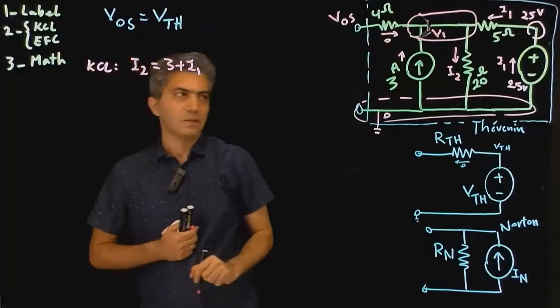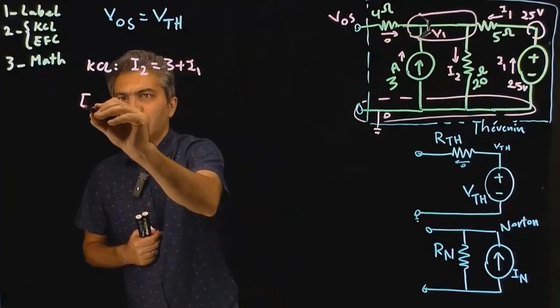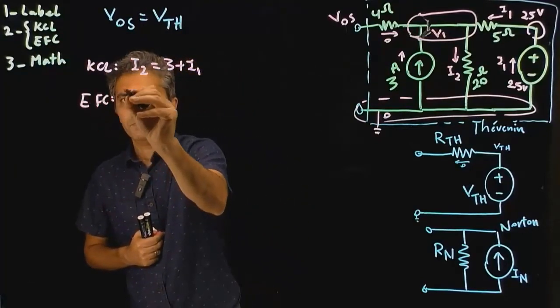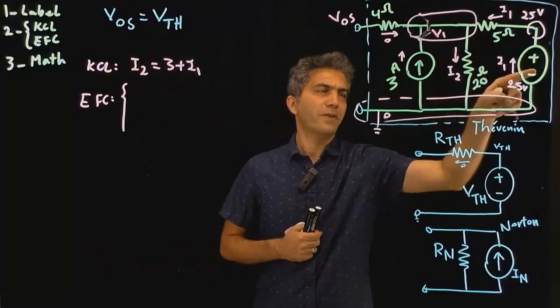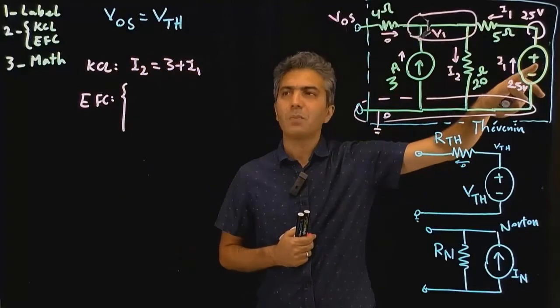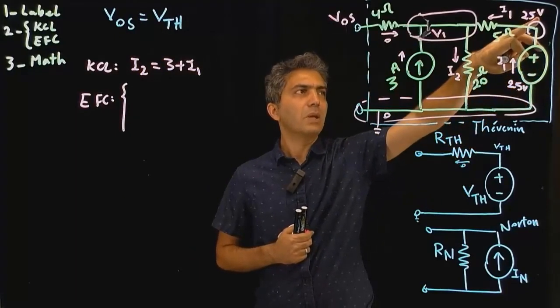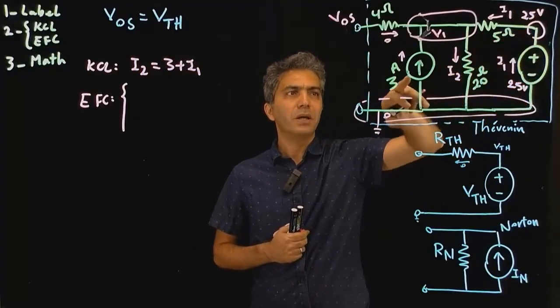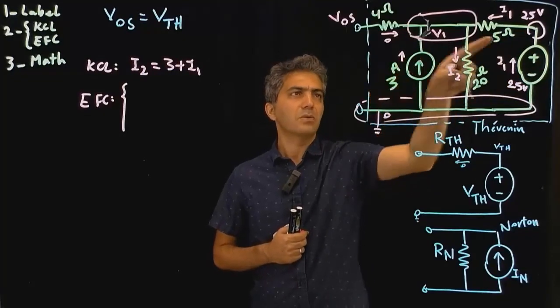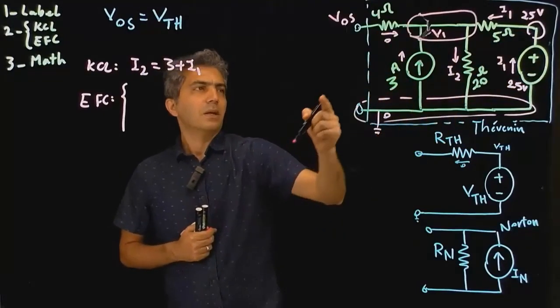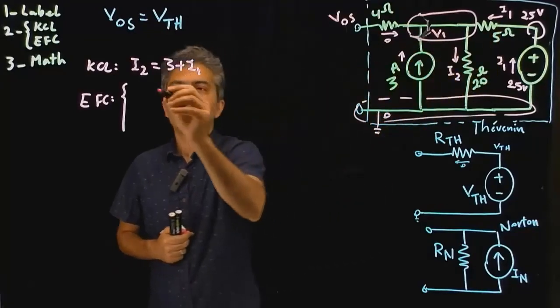That takes care of the KCL equations. Now we write equations for components. So we have 1, 2, 3, 4, 5 components. The equation for that component is already given to me, 25 volts up there. The equation for this component has already given me 3 amps. So there's only 3 components left. I write the equation for that component.